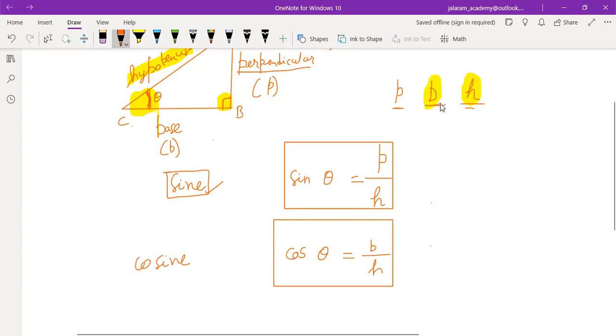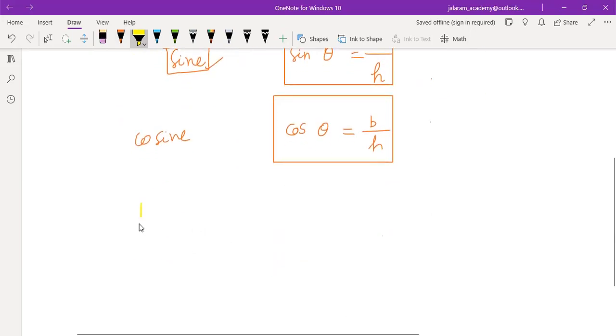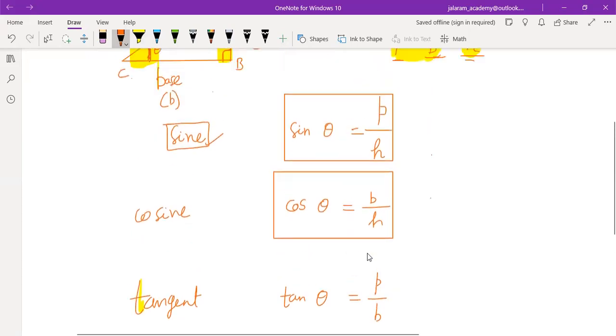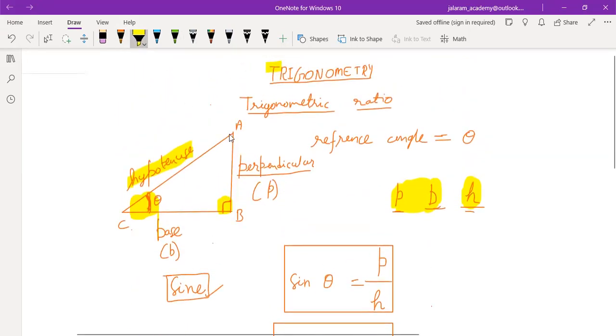The third ratio is the ratio of these two sides, first two, perpendicular and base. And it is called tangent. In short, it is denoted by tan theta. Tan theta equals perpendicular upon base. This is the ratio of this vertical side, which is opposite to the reference angle, and this horizontal side which is adjacent to it.